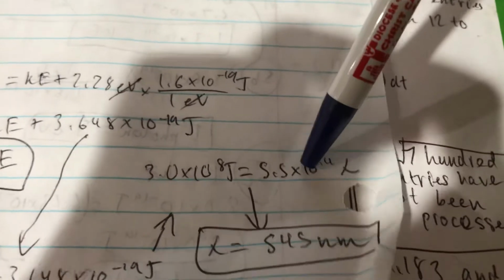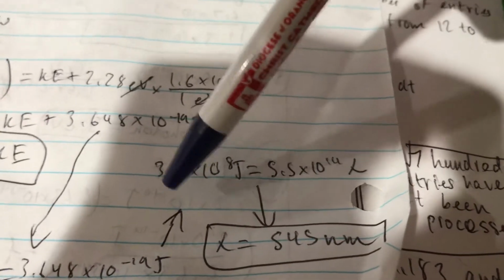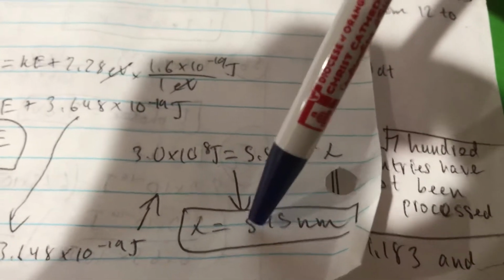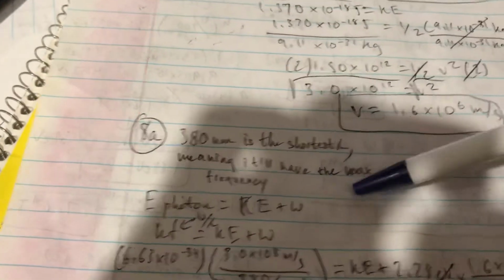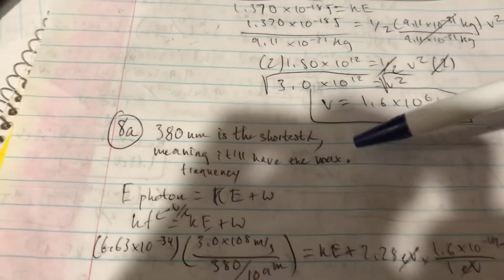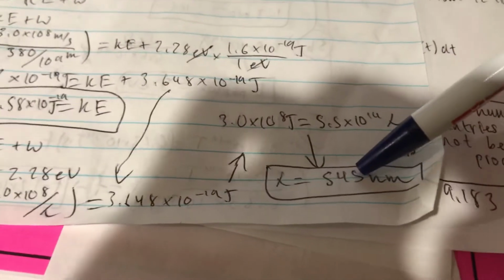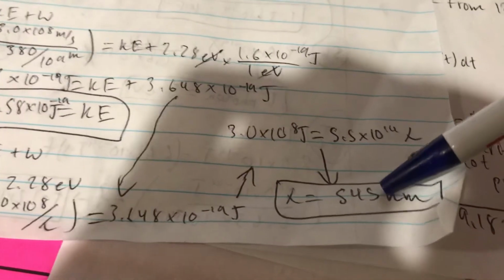We then divide by the 5.5 times 10 to the 14th, which then gives us 545 nanometers, and the range would be 380 to 545, because 380 is the maximum wavelength it can have, and 545 is the threshold wavelength where electrons would start to be emitted.